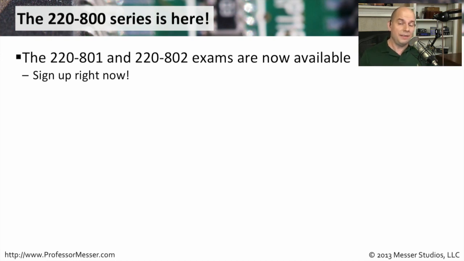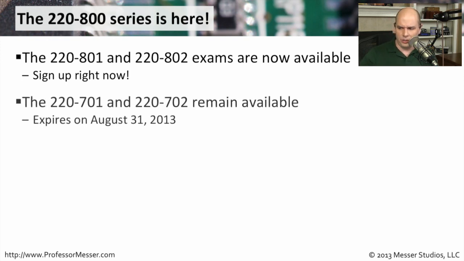You can also take the 700 series exam right now. You can take both. It's a little bit of a challenge when you start looking at it, because the 700 series exam expires in August, at the end of August. That's a long time. Now, the reason CompTIA does this is relatively obvious.